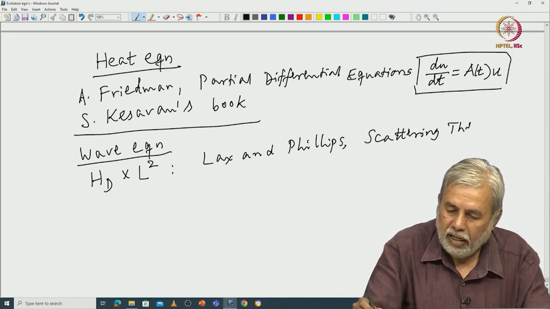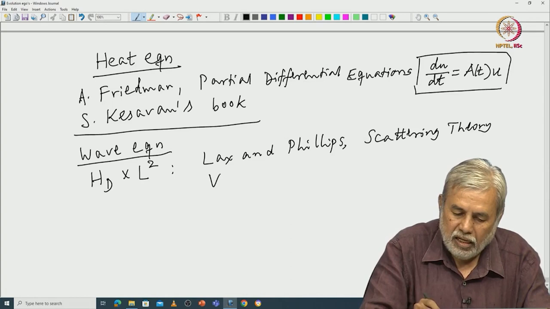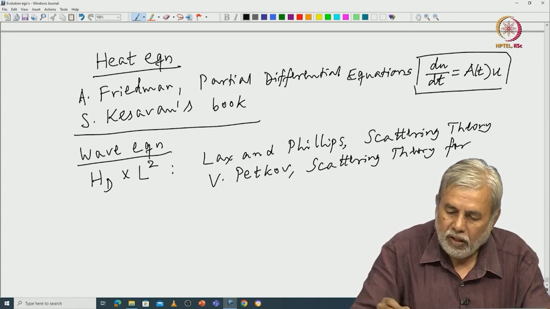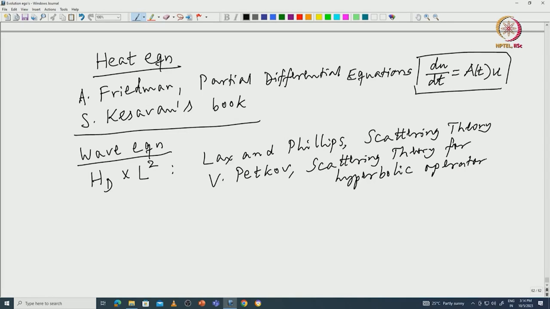You also see some discussion on this in V. Petkoff's book. The title is Scattering Theory for Hyperbolic Operators. And for the Hilbert space H 1 cross L 2, we also did that. This is essentially in Paji's book or Kesavan's book.